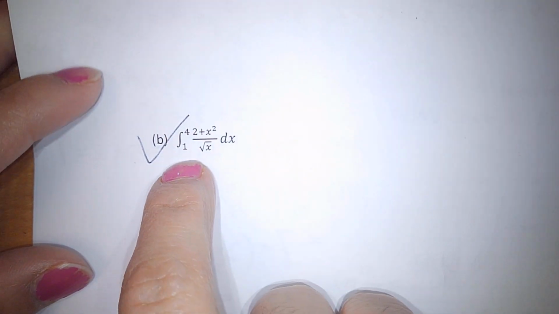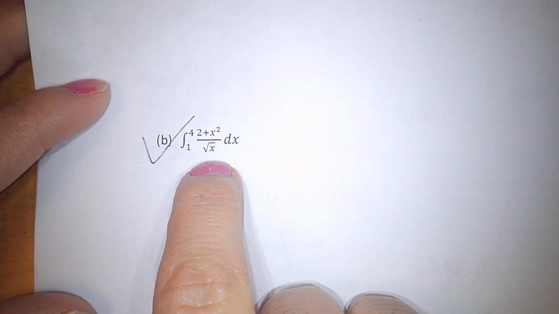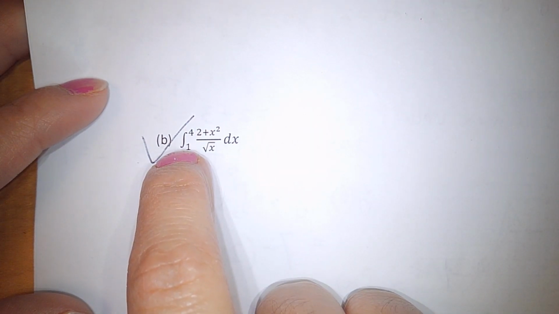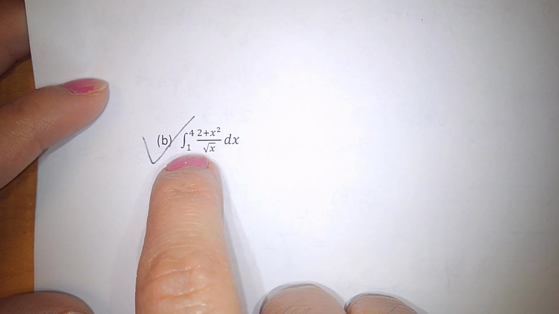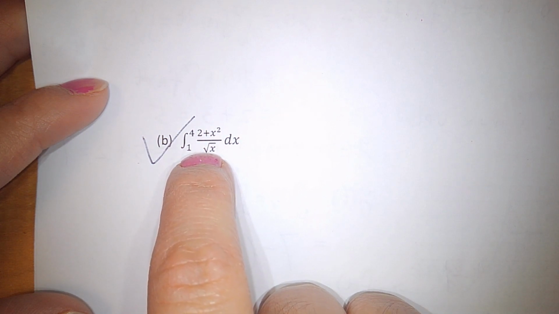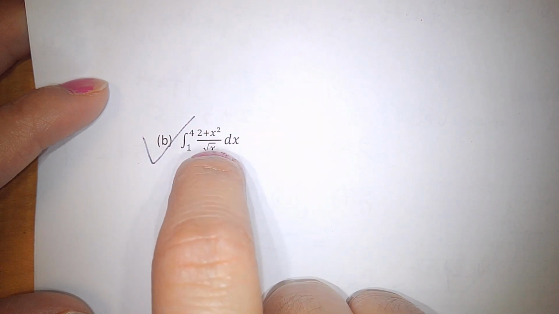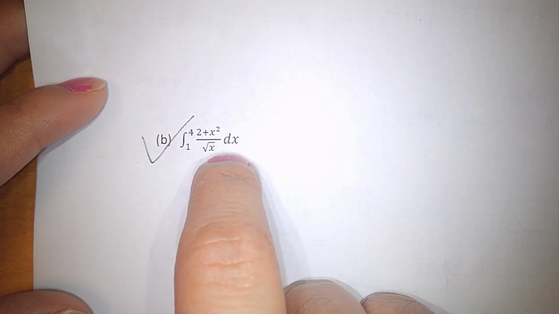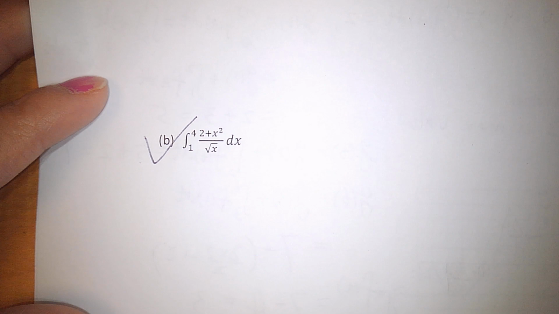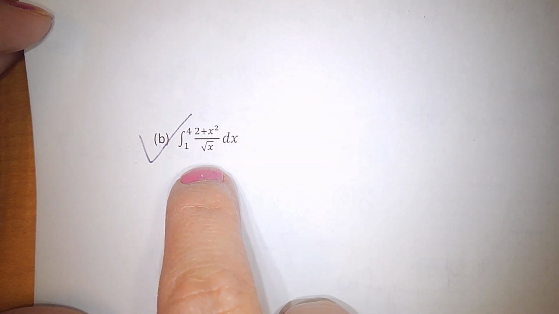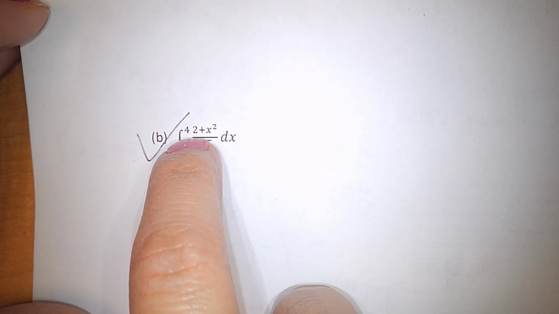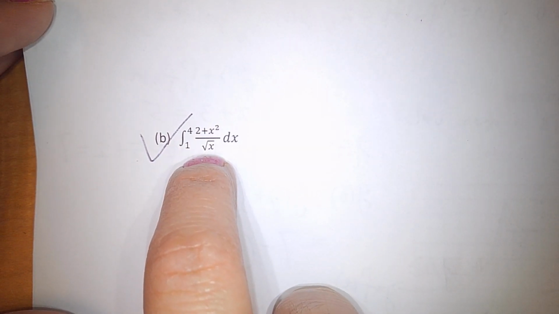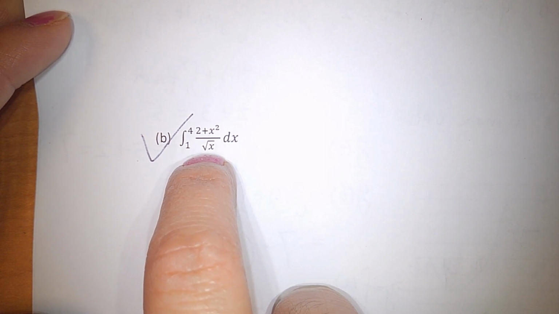Evaluate this integral from 1 to 4. This function, we call it the integrand, is defined by 2 plus x squared over square root of x, dx. How to find this definite integral? Do we have any formulas that give us the antiderivative of 2 plus x squared over square root of x? Do we have any? No.